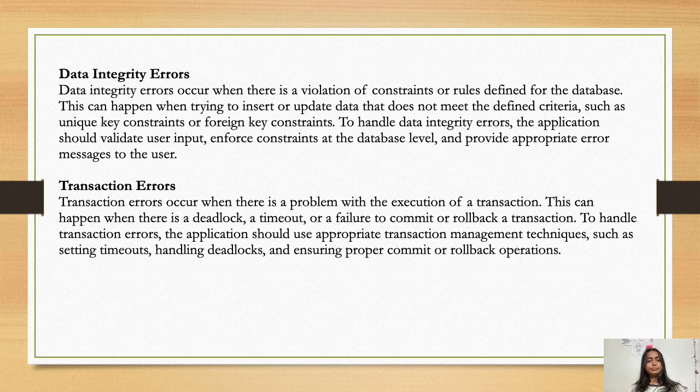Transaction errors. Transaction errors occur when there is a problem with the execution of a transaction. This can happen when there is a deadlock, a timeout, or a failure to commit or roll back a transaction. To handle transaction errors, the application should use appropriate transaction management techniques, such as setting timeouts, handling deadlocks, and ensuring proper commit or rollback operations.